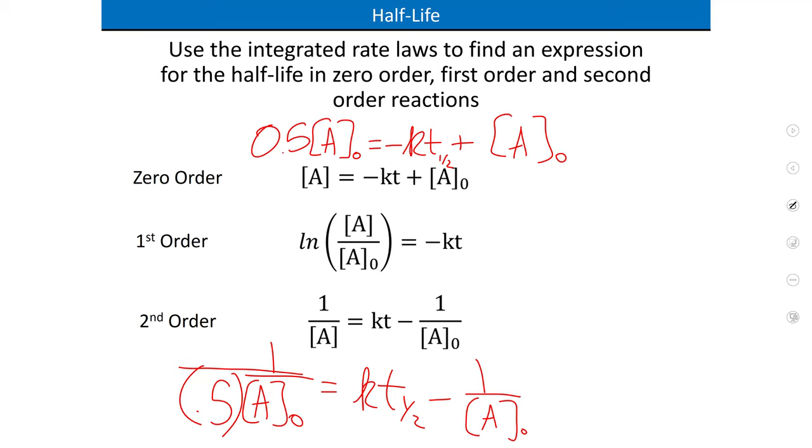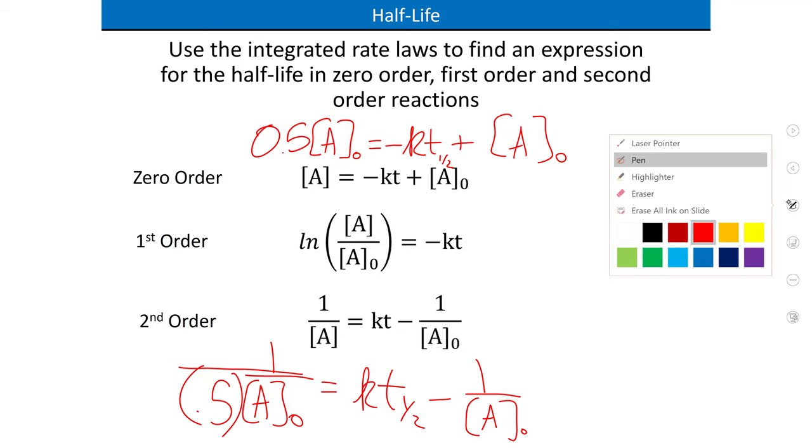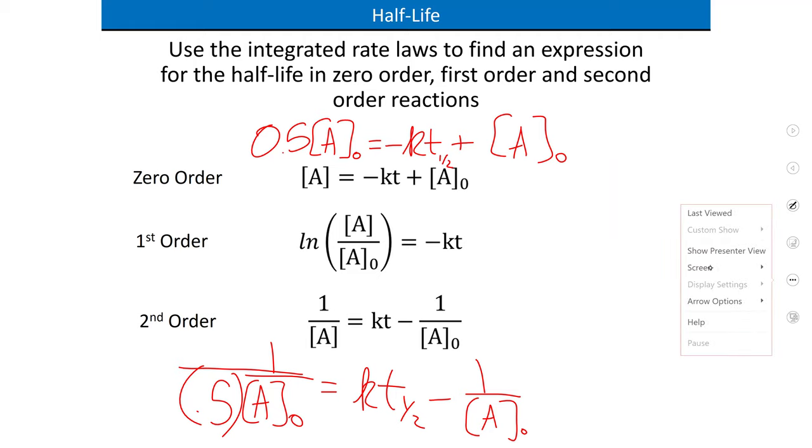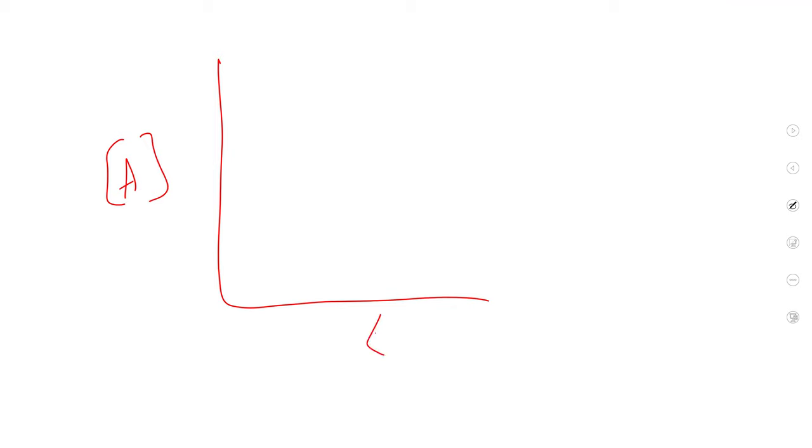That's why second order and zero order are not linear when you plot the natural log of them. Zero order reactions are linear when you just plot concentration versus time. If we had a concentration of A versus time and it's zero order, it's already a straight line just by plotting concentration versus time.